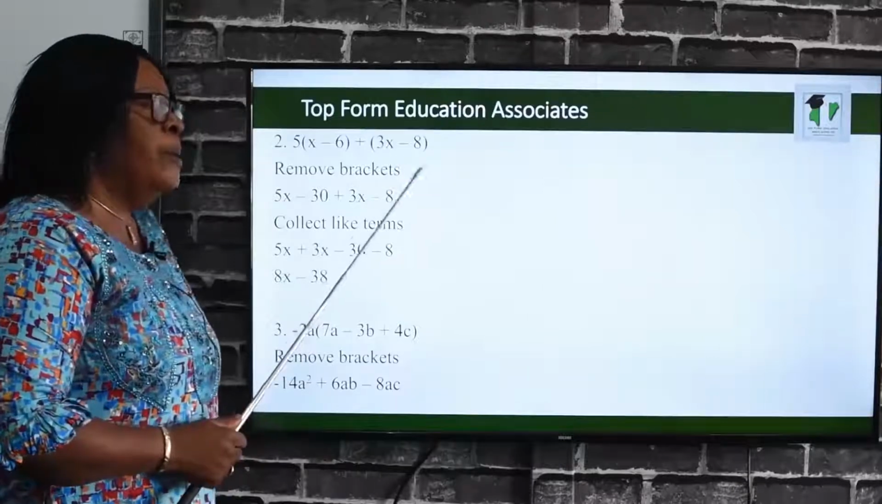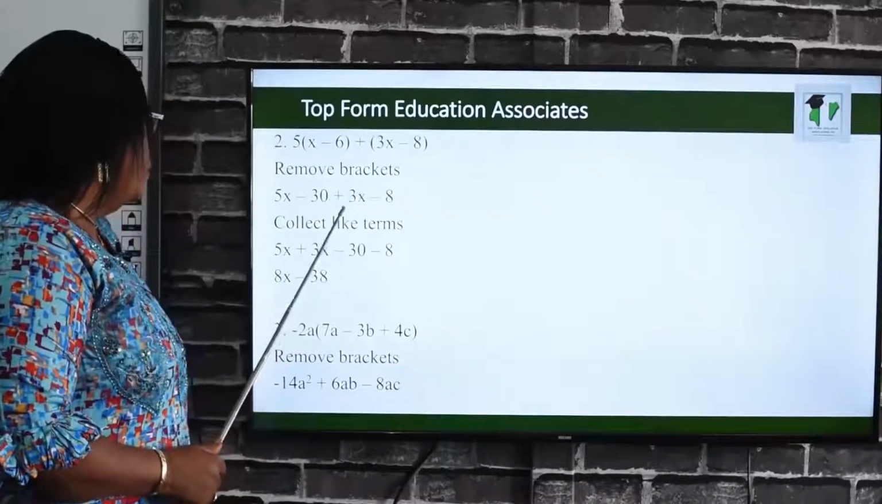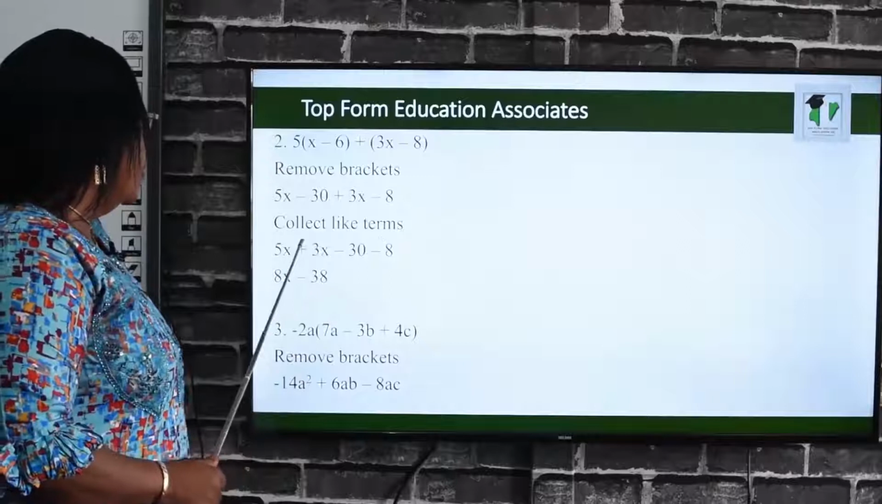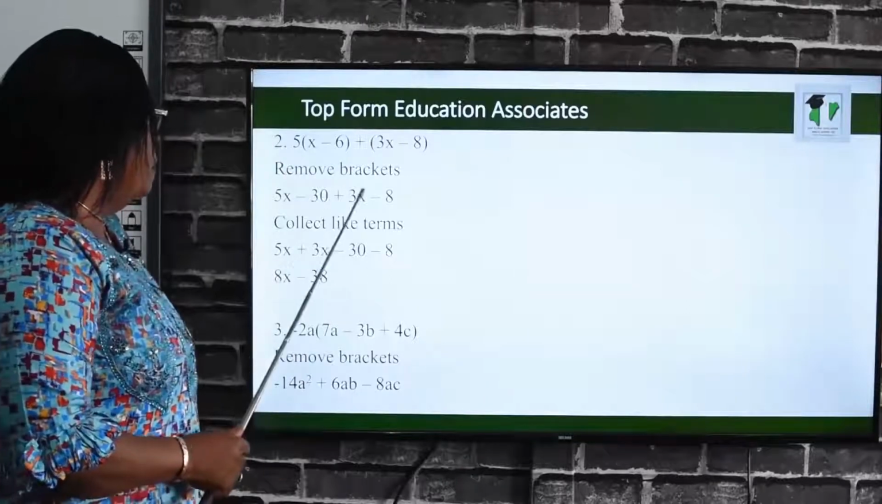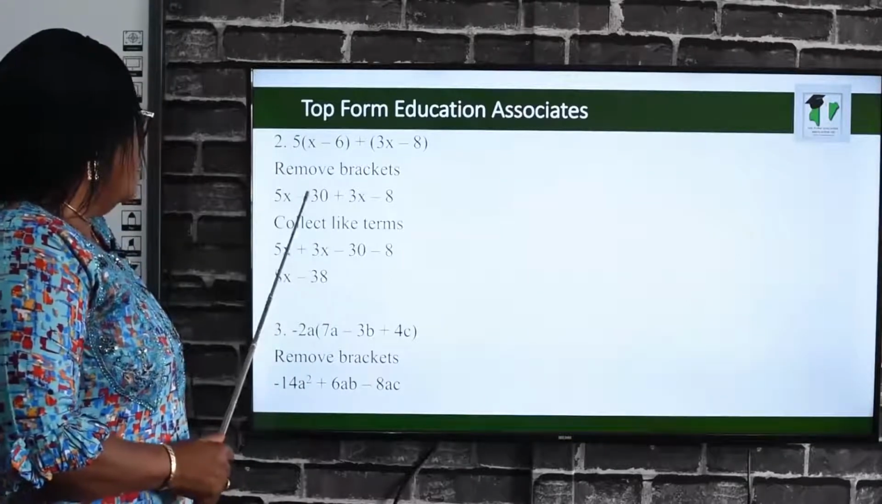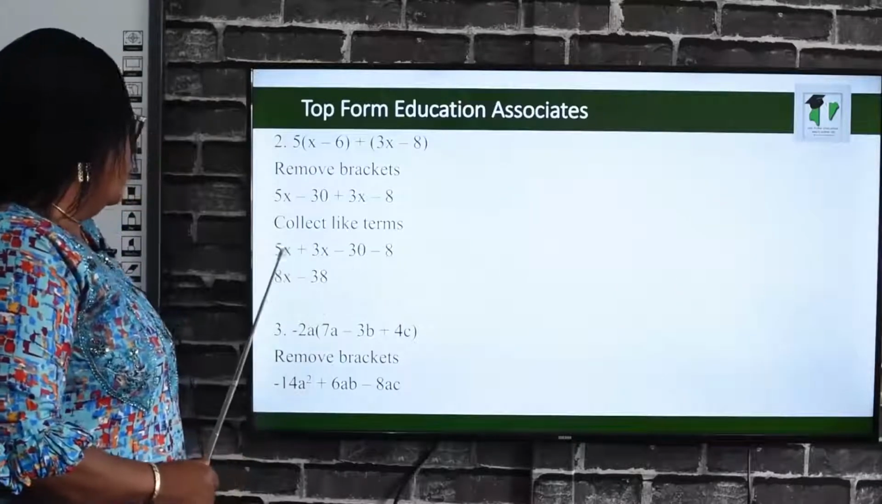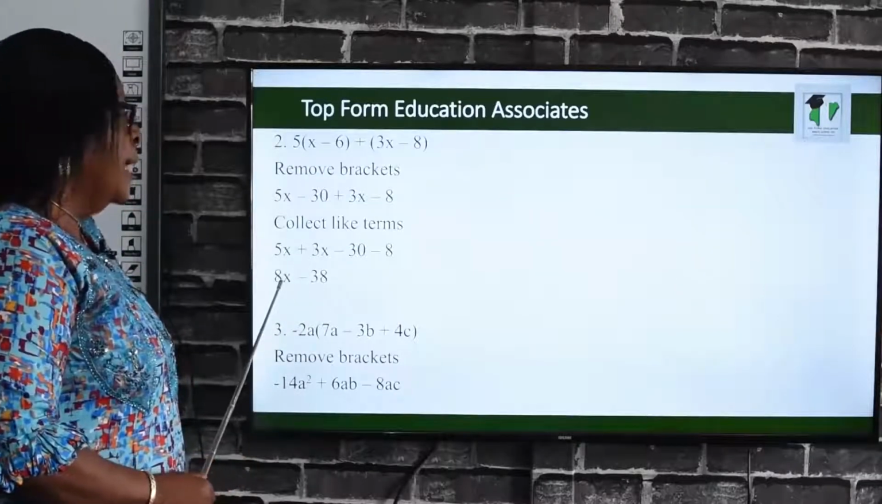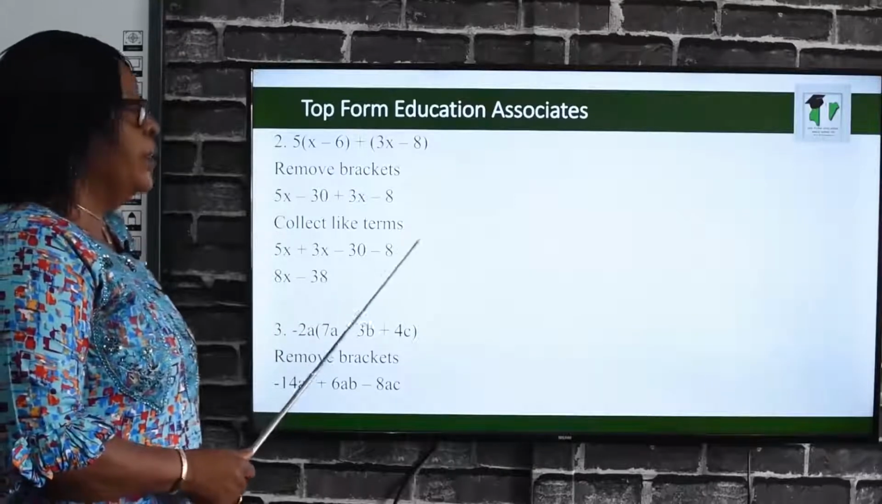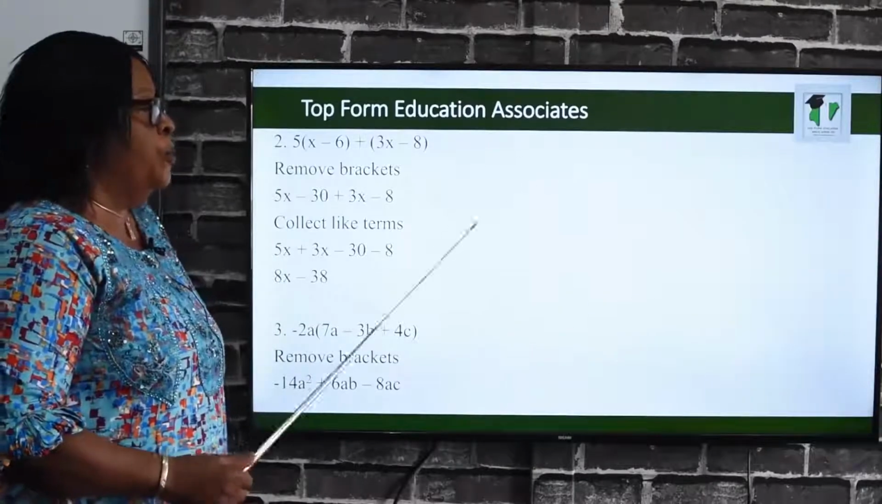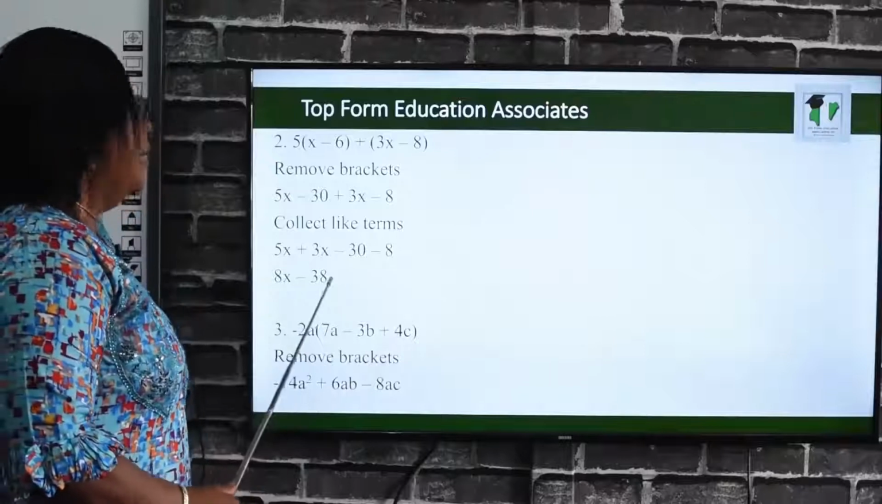The sign remains unchanged. So collect like terms. We have 5x plus 3x minus 30 minus 8. 5x plus 3x is 8x, minus 30 minus 8. By now, you know it should be minus 38.